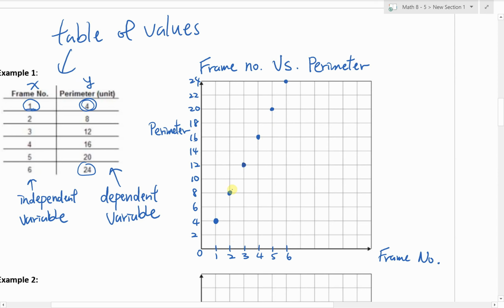Okay, now I guess after you plot these points, you might be wondering, should I join these points? Now in this case, the answer is no. We wouldn't join these points, and that is because this is what we call discrete data.